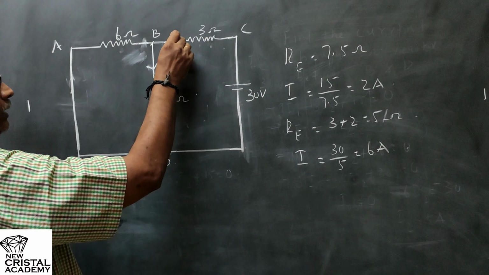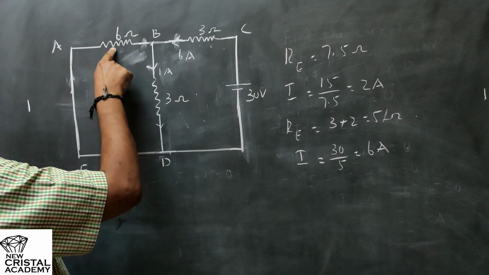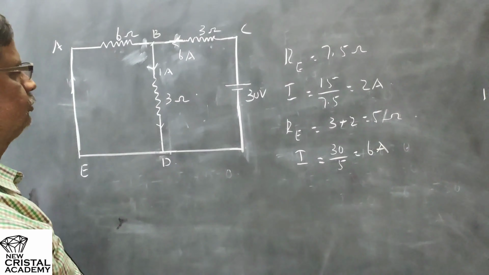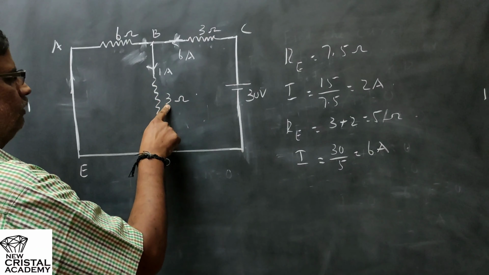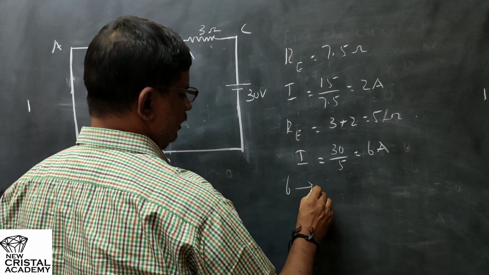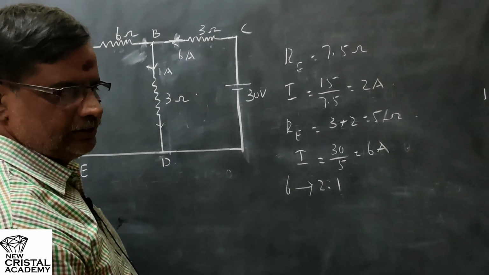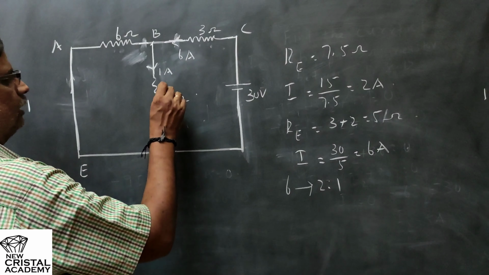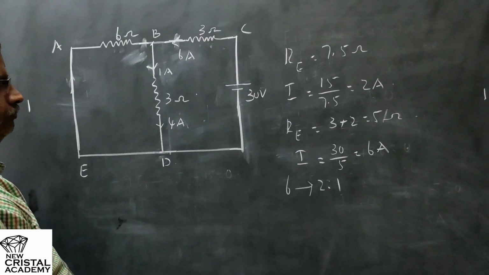Again, when that current of 6 ampere reaches here, it will be divided in the inverse ratio of resistances. The resistances are in the ratio 1:2, so the current will be divided in the ratio 2:1. So we have to divide 6 in the ratio 2:1, which is 6 into 2 by 3, which is 4 ampere. So this time a current of 4 ampere will flow through the 3 ohm resistor.